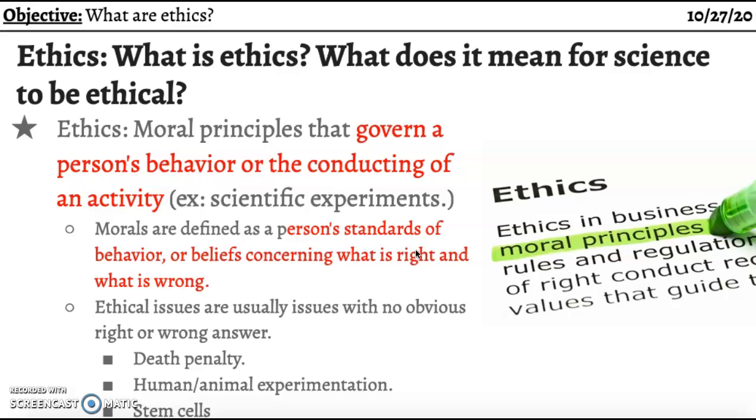For example, the death penalty or human-animal experimentation or whether or not we should use stem cells. There's always going to be a side that says yes to each of these, and there's always going to be a side that says no to each of these. There's never a unanimous yes or no. So it has to do with everyone's personal morals, what everyone believes is right or wrong. And these issues are an issue of ethics.